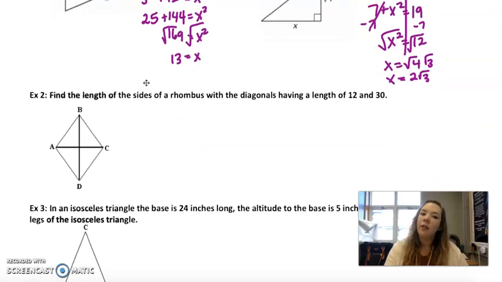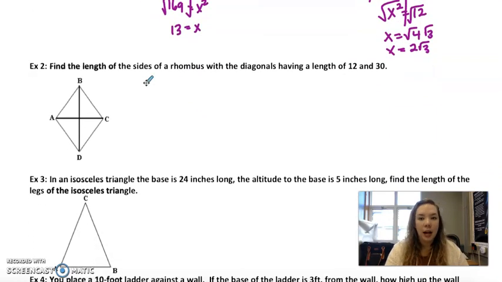Or your calculator will simplify those for you, but you should know where they come from. Example 2, find the length of the sides of a rhombus with the diagonals having a length of 12 and 30. So when we are learning about quadrilaterals, we know that the rhombus diagonals bisect in a 90-degree angle. So if one diagonal is 12, that would be 2 pieces of 6. And if one is 30, that would be 2 pieces of 15. But really, I have a right triangle in here with a leg of 6 and a leg of 15. And then I can solve for the hypotenuse.